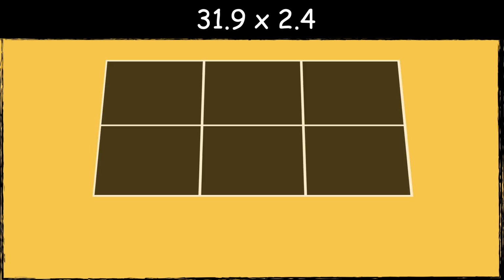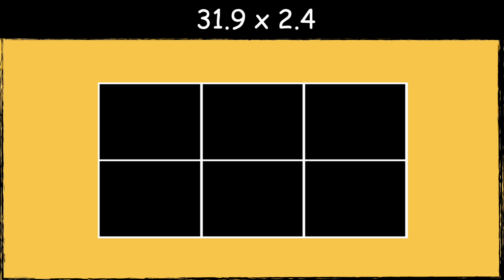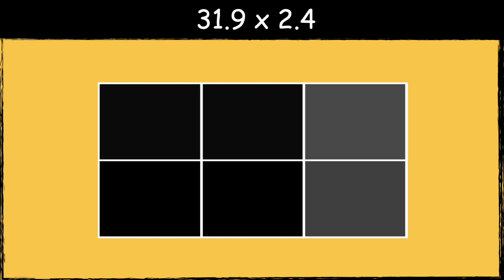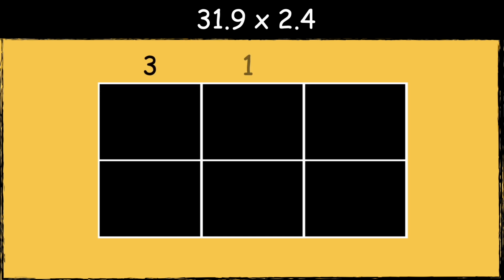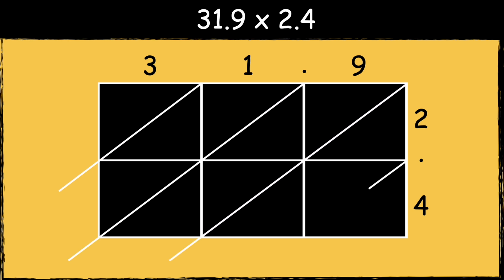Here is the next example. 31.9 multiplied by 2.4. First, draw the grid. As we're multiplying 3 digits by 2 digits, the grid will need to be 3 by 2. We put 31.9 along the top and 2.4 down the side. Next, draw diagonal lines through the grid, connecting the top corners with the opposite bottom corners across the boxes. Now we're ready to multiply.